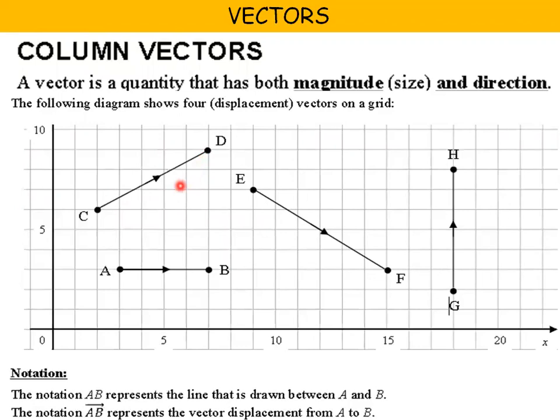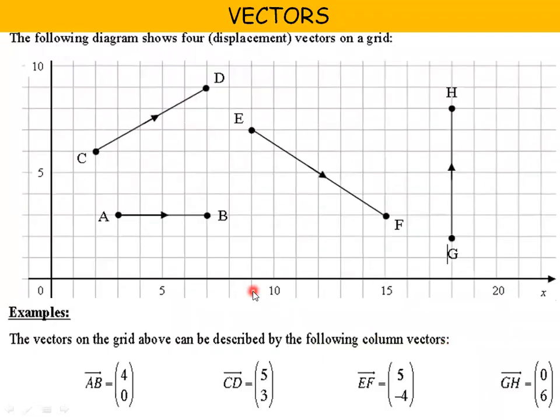So we have here different vectors represented on the grid or on the Cartesian plane. Now the vectors we have represented here can all be represented as column vectors. They can all be written as column vectors. Now let us take these as examples. We have the vector AB, which shows a line segment with initial point A and terminal point B.